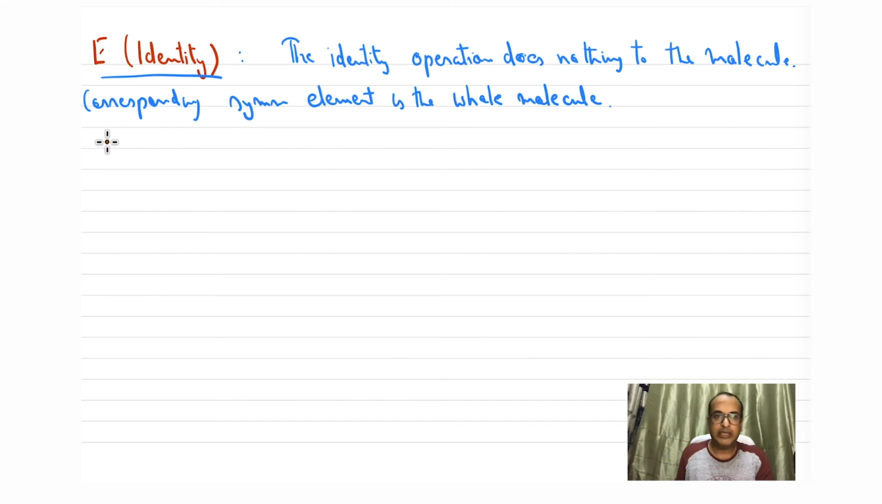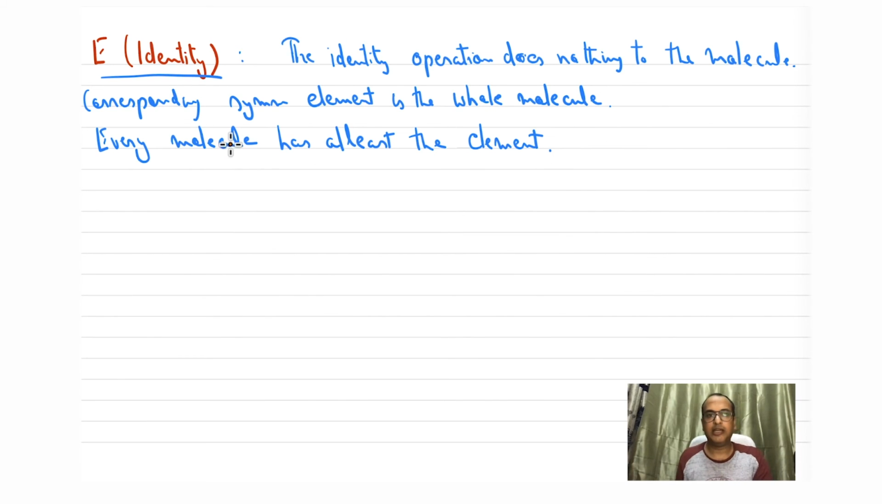So then we can say that every molecule has at least this element. So this element is ubiquitous in nature. It is present in all molecules. Every molecule has this symmetry element. Now, what is the importance of this? Why do we have it?